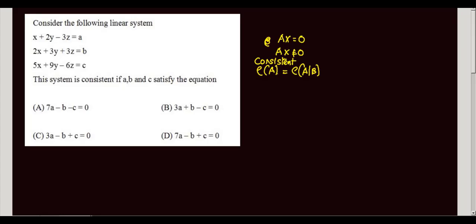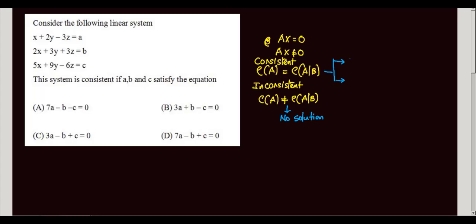For the system to be consistent, the rank of matrix A equals the rank of the augmented matrix. For the system to be inconsistent, the rank of matrix A is not equal to the rank of the augmented matrix, and then you don't have a solution. If the rank of A equals the rank of the augmented matrix, then I have two possibilities here.